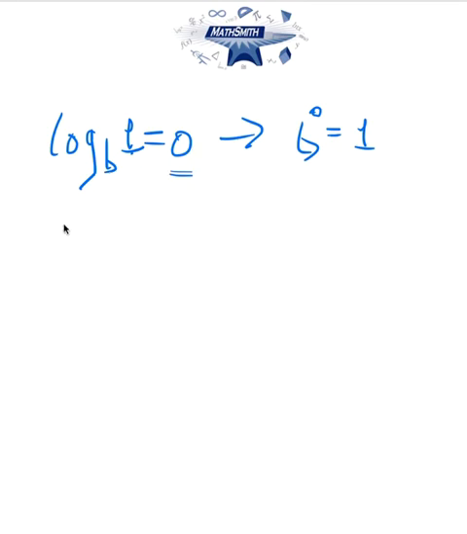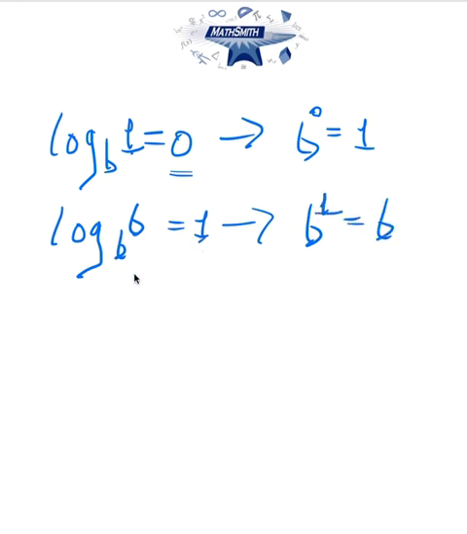The second thing says log base b of b equals 1. Why is that? Because if I take that base and raise it to the exponent 1, I'm going to get b. So anytime I'm taking the logarithm relative to some base of the same number, the same base, I'm going to end up with 1.